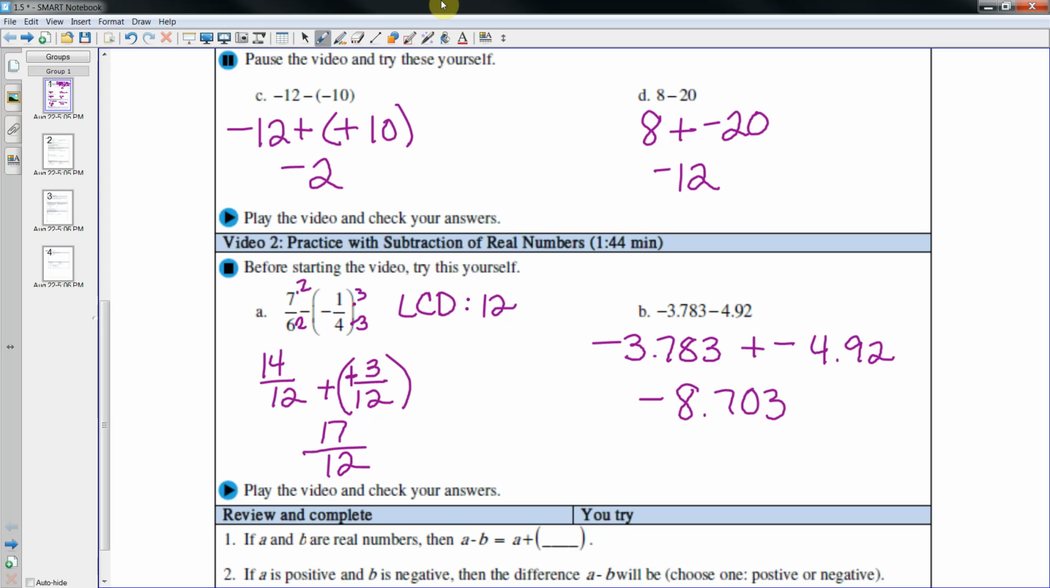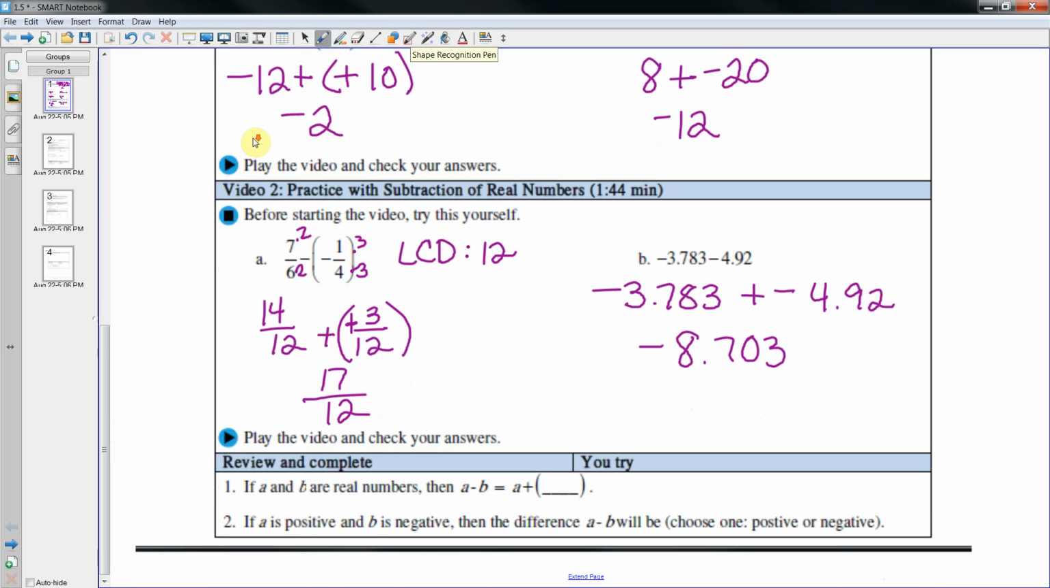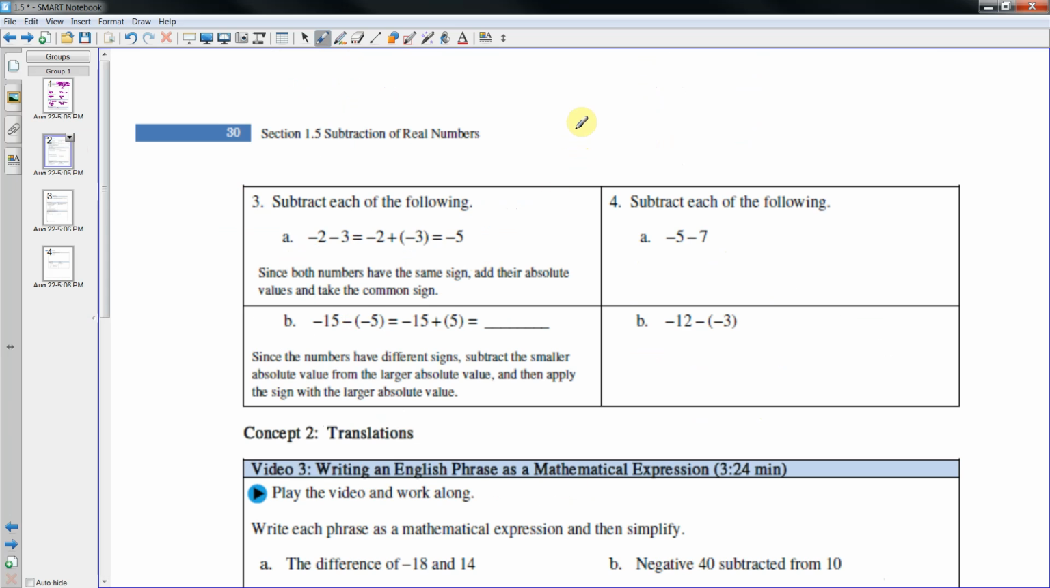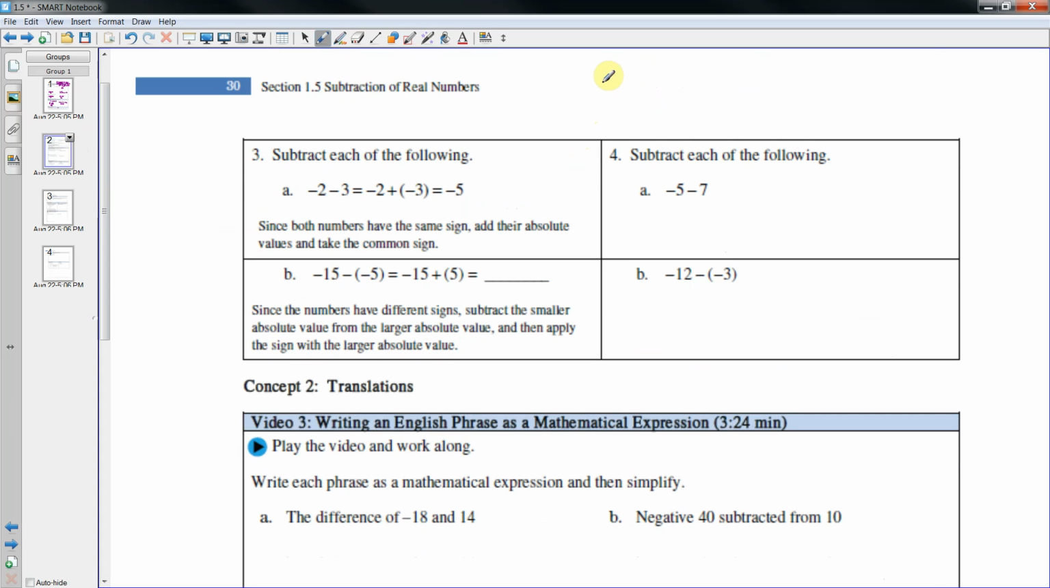Alright, so here's their rules. If A and B are real numbers, then A minus B is A plus negative B. Alright, so let's practice some more of these. Subtract each of the following.